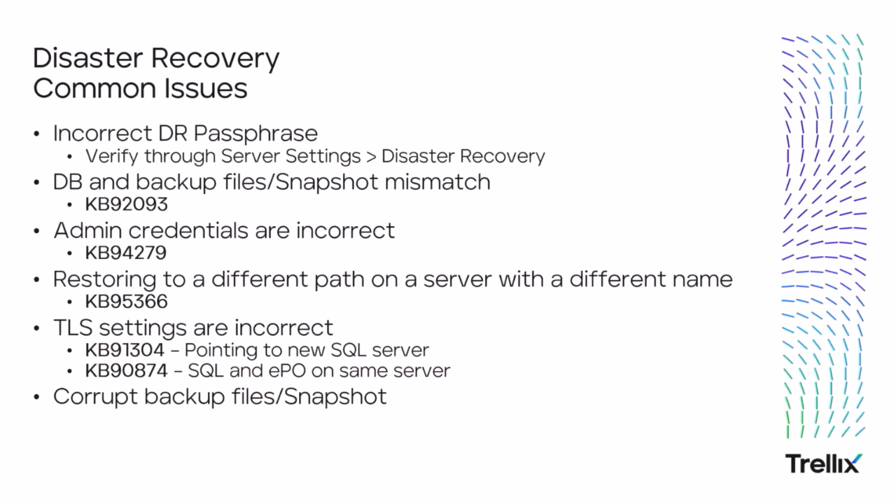So, some of the issues that we see with a disaster recovery. Probably one of the most common issues is that the DR passphrase is incorrect. When you install EPO for the first time, it's going to ask you to enter a password for your admin account, and it's also going to ask you to enter the password for the DR passphrase. The DR passphrase is used to encrypt any of the data that's being backed up during the snapshot task, and it's also the password that's going to be used to decrypt that data when you're doing a snapshot recovery.